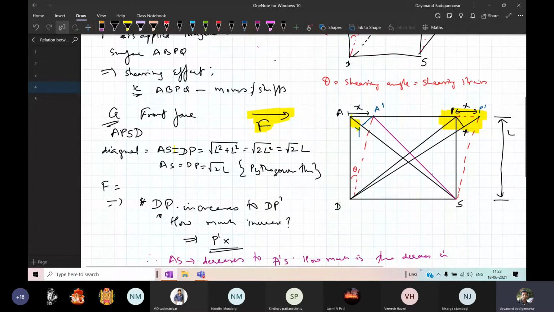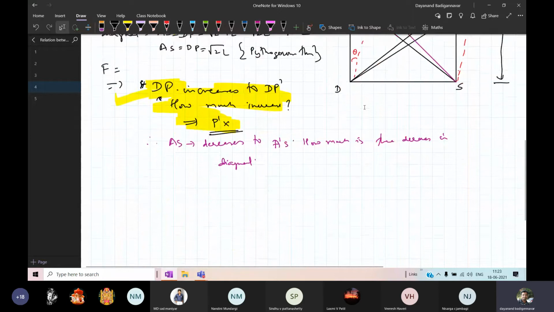Okay, fine. Now we have to find the total extension. Let us go for the first case only. Here I want to go for the extension, so let us go for this case. I just put a mark here. We'll consider this. There is an increase in the diagonal. So how much is it? P dash X. I am interested in this.